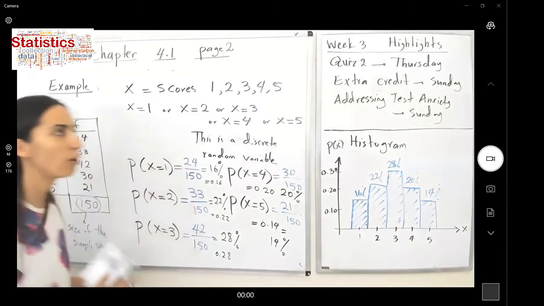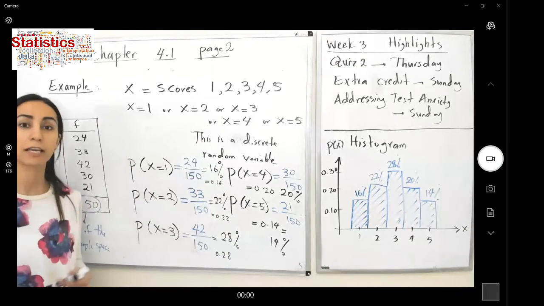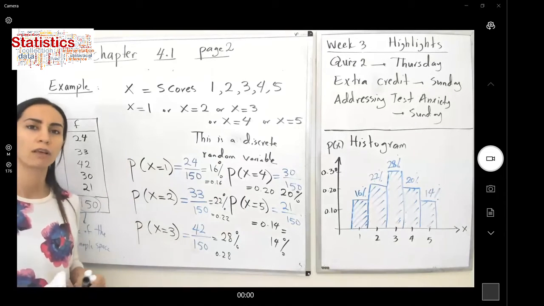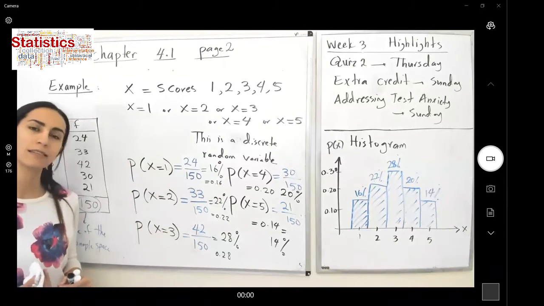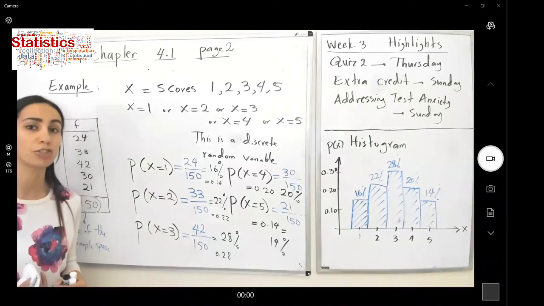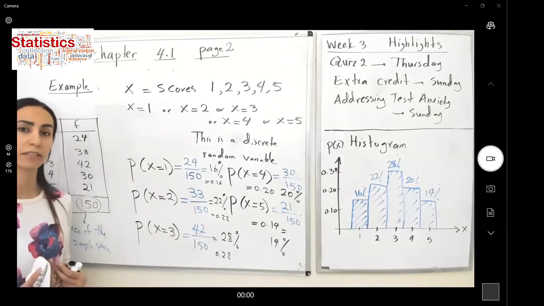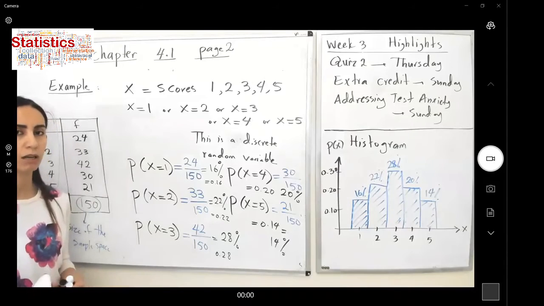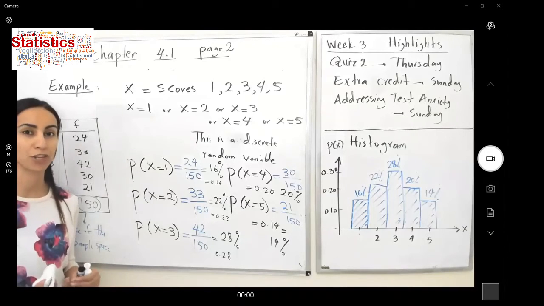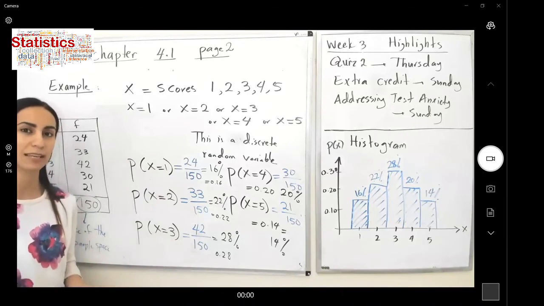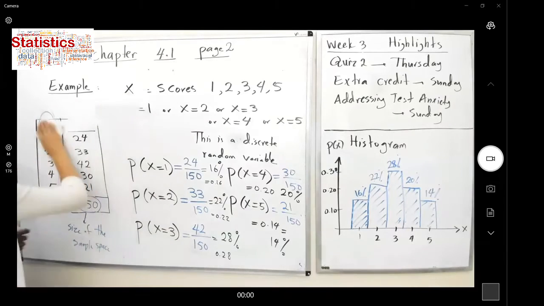Now suppose somebody gives you a table and they say, hey, this is the probability distribution that I found for my variable. Well, you're the statistician. Is this a correct probability distribution? Can you actually say that that's a probability distribution? Let's take a look at this example.